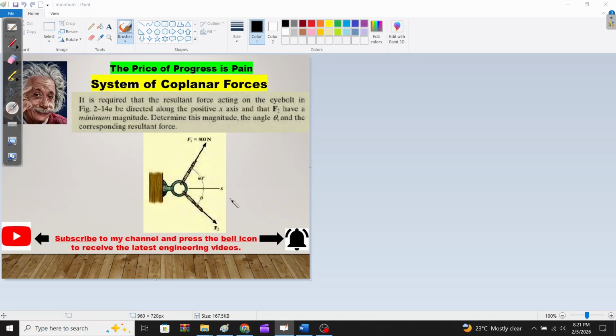But there is a condition: along the positive x-axis where the resultant is lying, F2 has to be minimum. It has to have a minimum magnitude. This is a very typical, very specific condition, so we have to solve this problem in a slightly different way. You will be seeing some different results from the norm because of this unique condition that F2 has to be a minimum. So let's start this problem and see how we proceed.